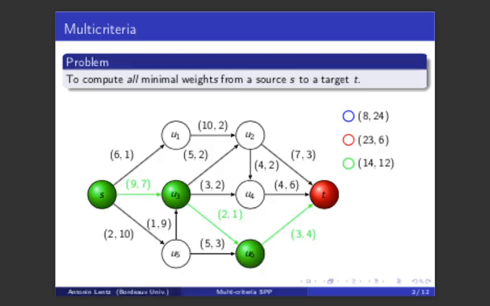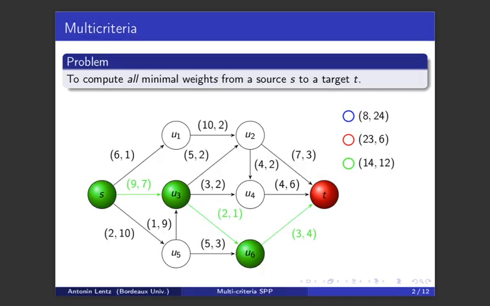More tricky, the green one. For the green one, there is no path that is better on each dimension at the same time. However, the gray one, you can discard it because the green one is better on each dimension.